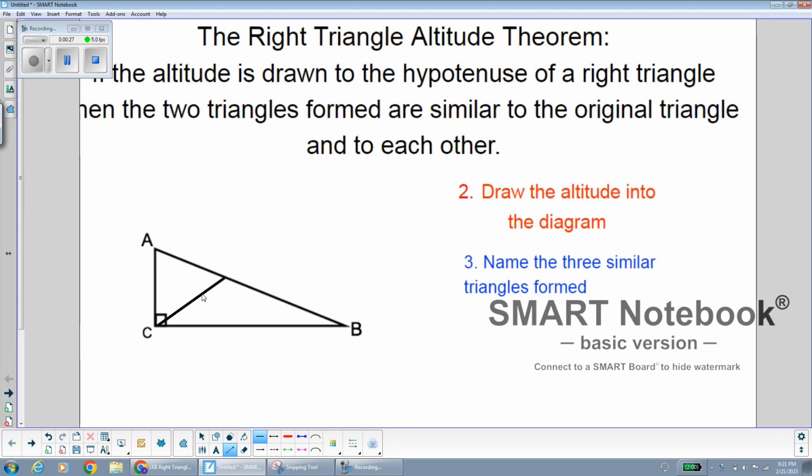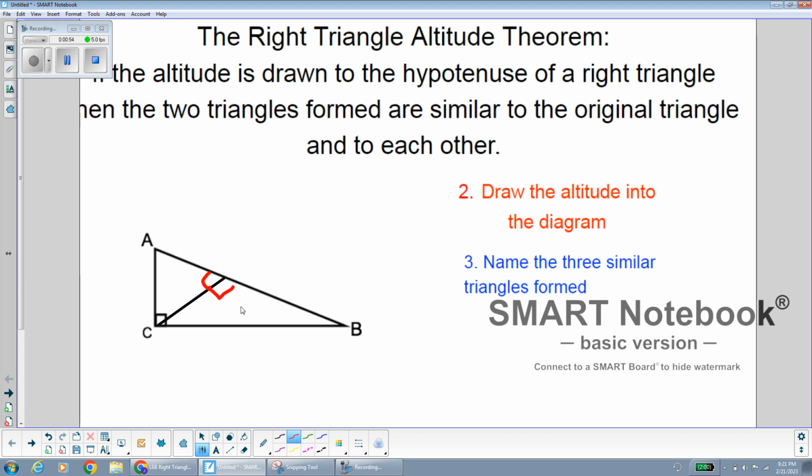So if I want the altitude to be drawn to the hypotenuse of the right triangle, the opposite vertex to the hypotenuse, which is AB, would be point C. And we know that altitudes are perpendicular lines, so they form right angles. So what we have here is a big right triangle, the one that we started with, and now from the altitude, we have two smaller right triangles.